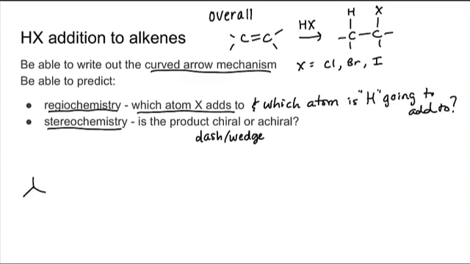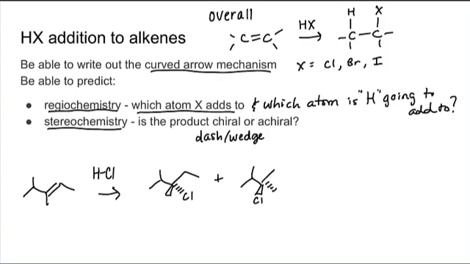So to do an example that might have some regiochemical and stereochemical consequences, let's take this alkene and react HCl. What's going to happen in this reaction is that we are going to expect two possible products, and they're going to look like this. And we would expect either of those to form equally, so this is a racemic mixture or a racemate. And therefore our product is achiral.